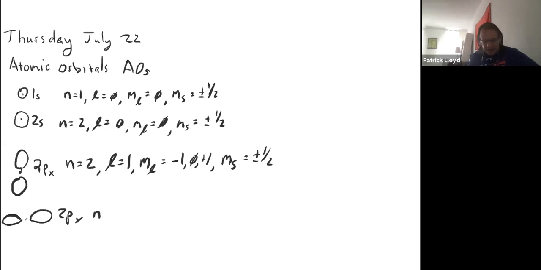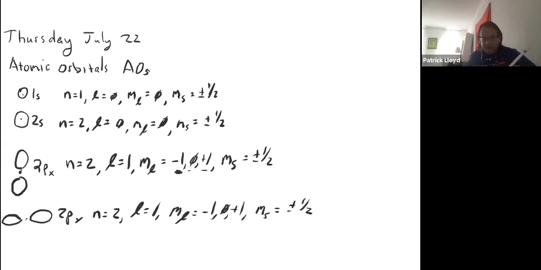So n equals 2, L equals 1, right? 2p, 2, 1. But then m sub L is going to be different than it is here, right? And then of course m sub s is plus or minus half, one or the other. If this one's minus 1, then this one can't be minus 1, right? It's pointing in a different direction.